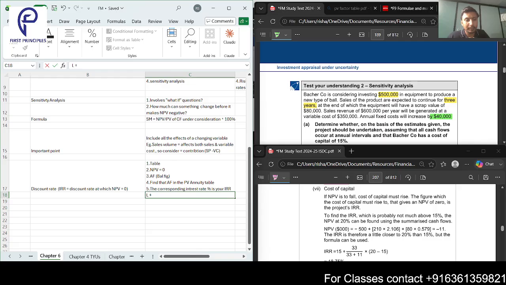lower plus. Yeah, what's next, Shruti, after this? IRR formula, NPV of the lower rate divided by NPV of the lower rate minus NPV of the higher rate into higher minus lower. Okay, so this is the formula that they have used, which we have done in the earlier chapter also.